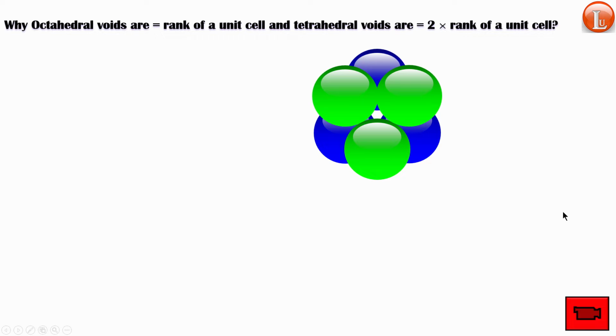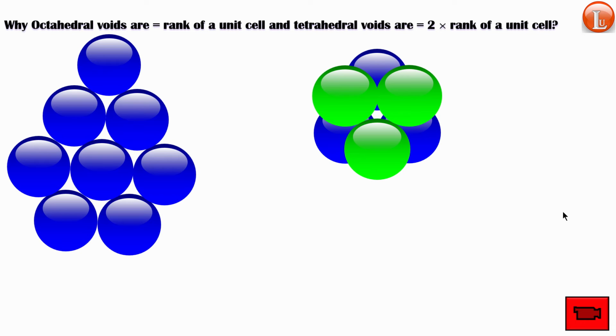Now what I'm going to do is, I'm going to draw the A layer. Then I'm going to talk about the B layer and I'm going to focus on this atom. I'm going to find out how many octahedral voids is it associated with. Now right now, it's only one B atom, B layer atom. Let me put some more.